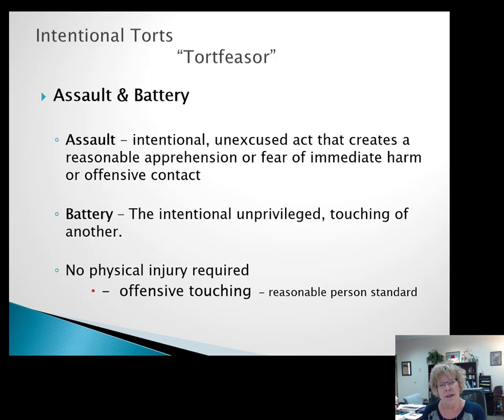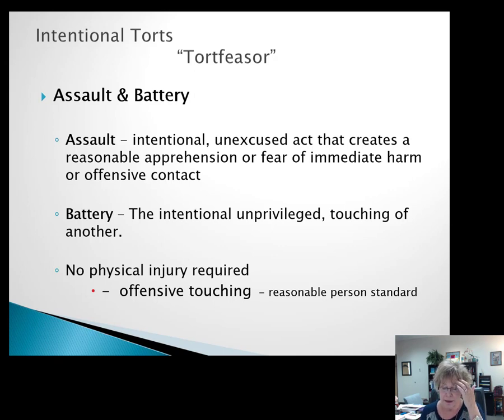But to determine if it was an offensive touching battery, we do have to apply what we call the reasonable person standard or the reasonable person test. It's not just that it was offensive to you personally, subjectively, but we're looking more objectively. Would a reasonable person in that same situation have found that particular touch to be offensive? So when you are suing somebody for an offensive touching battery, where there was no physical harm done, we do have to apply that reasonable person standard to decide would a reasonable person have considered that to have been offensive as well.